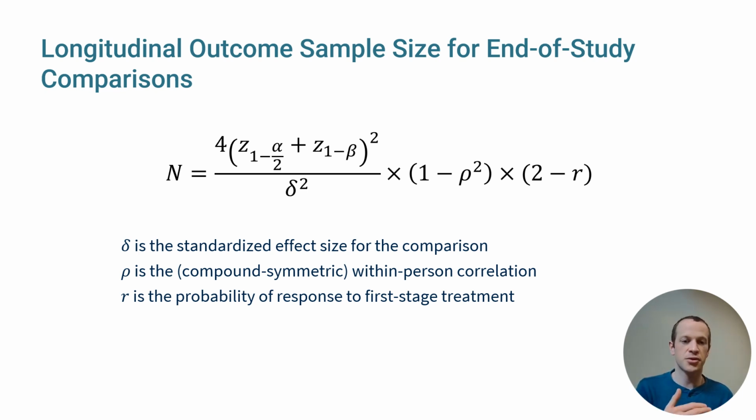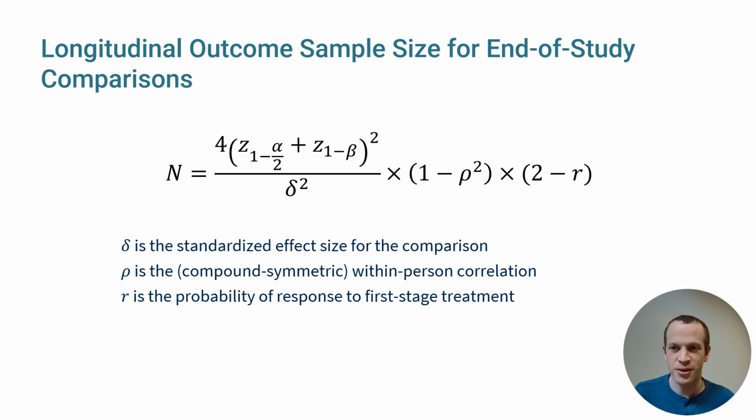Now thinking about the other extreme, let's say that R is 0. That means everyone's a non-responder. In that case, the sample size will be twice as large because we'll get 2 minus 0 here. The reason is that in that extreme, we really have 4 options, each of the 4 adaptive interventions. So we're going to need a larger sample size in order to make all of the comparisons we want with sufficiently high power.